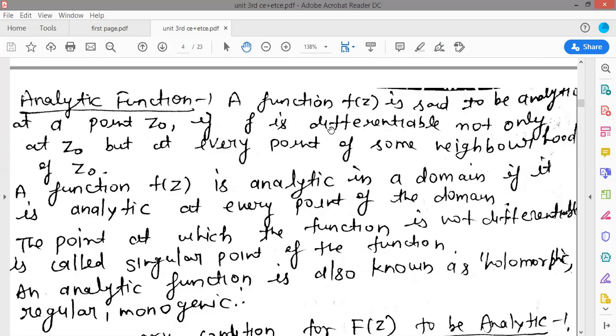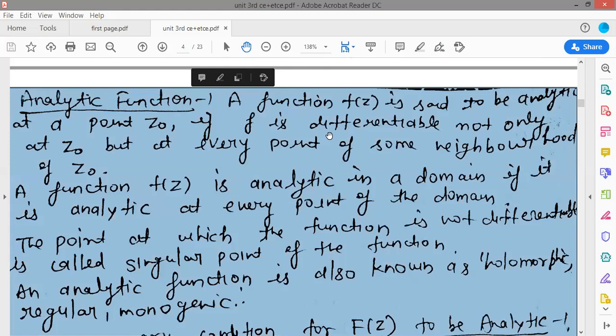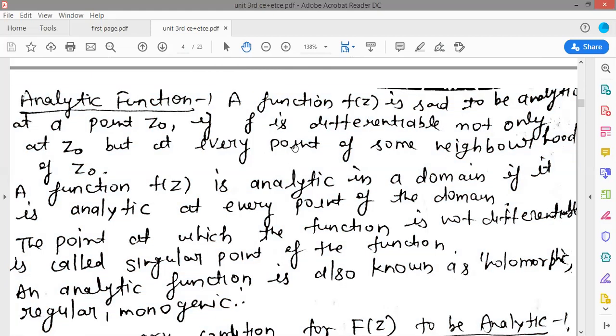F is differentiable, that means the limit will exist, but not only at z0. That means not only a single point z0. If there are other points z1, z2, z3 and so on, that means at all these points the function should be differentiable, then we can say the whole function f(z) is analytic at that point. So this is the meaning of this line.